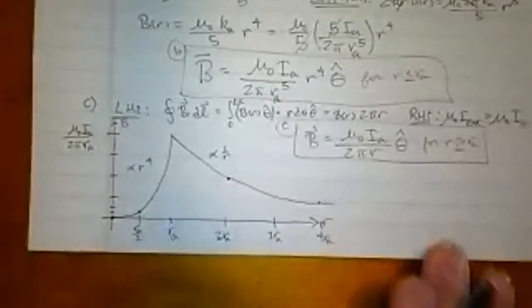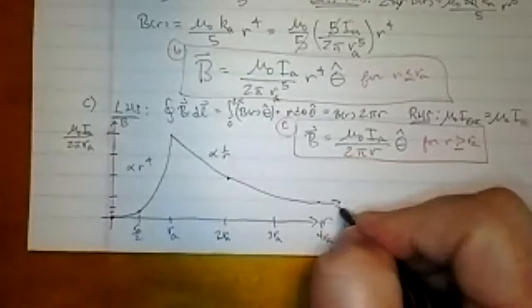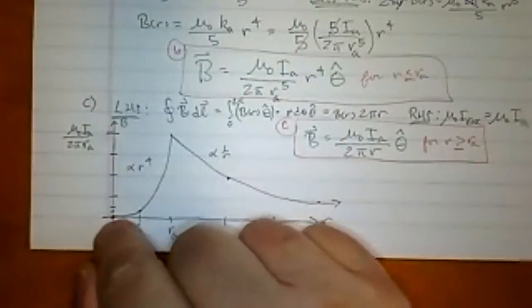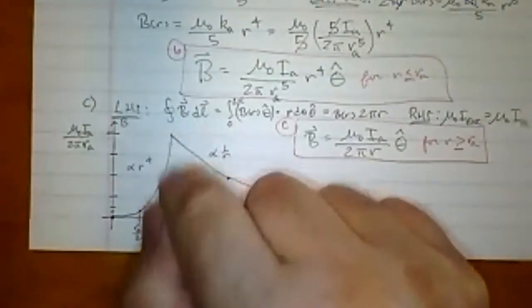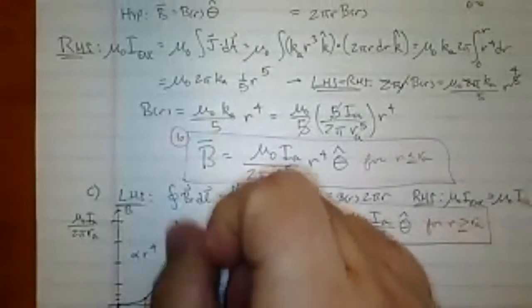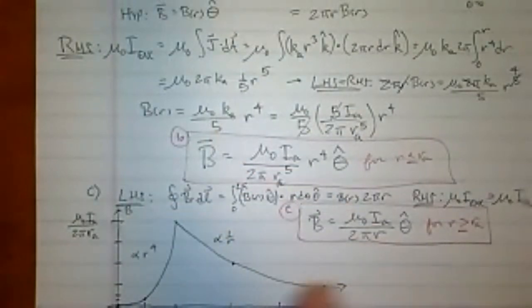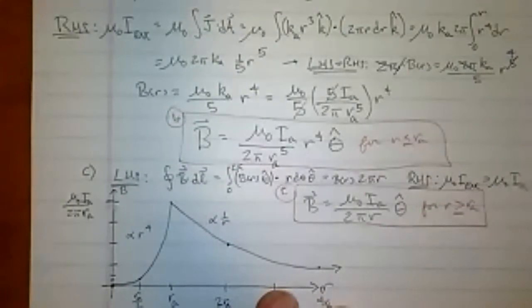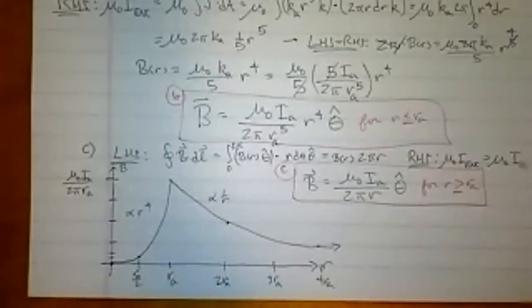So that's what the magnetic field of this wire looks like. While you're in the wire, it gets bigger and bigger, and you see the vast majority of the magnetic field is right at the surface, and then it falls off just like a regular wire once you get outside of it. Any questions on that?